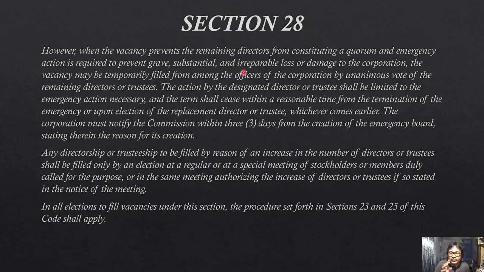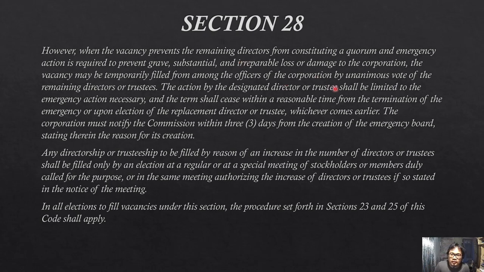Now, pag ganun yung emergency situation, then the board is lacking a quorum, the vacancy may be temporarily filled from among the officers of the corporation. Yung mga officers, pwede nilang i-fill temporarily yung vacancy sa board. Yung mga general manager, si secretary, si treasurer, si comptroller, ayun. O si auditor, ipasok nyo.